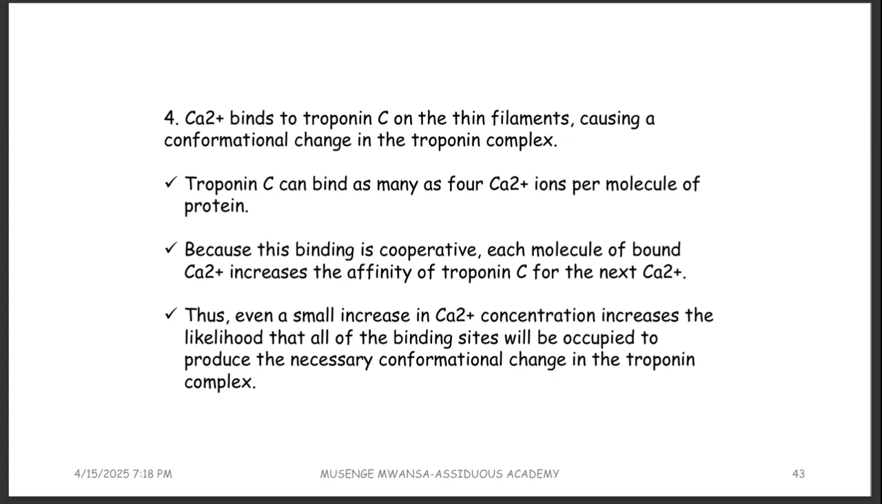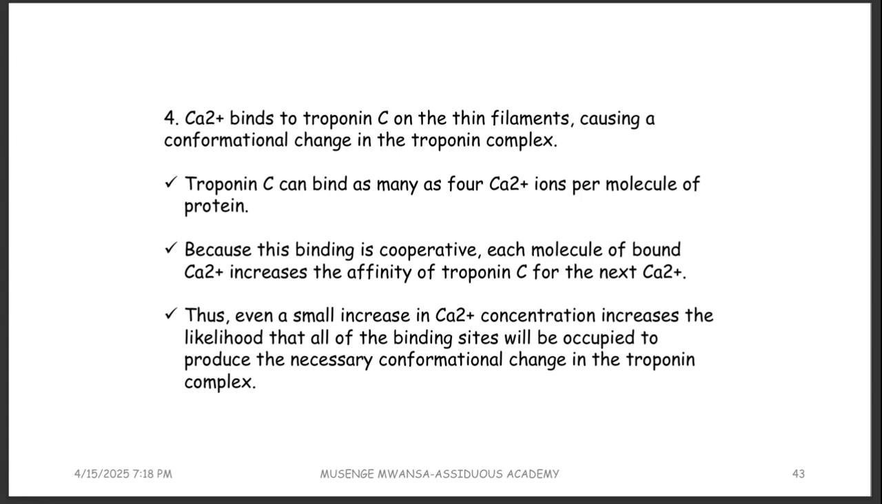So the binding is cooperative. Each molecule of bound calcium increases the affinity of troponin C for the next calcium. So when one calcium binds to troponin C, it increases the affinity for the next calcium, and more the affinity for the other one. So they will be binding more and more.